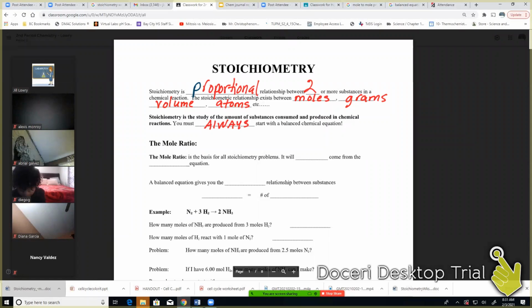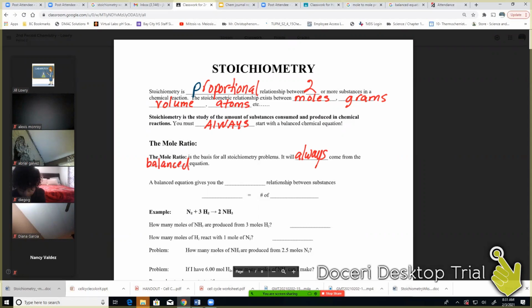So the mole ratio, which is what we use our coefficients for, is the basis for all stoichiometry problems. And it will always come from a balanced equation. Y'all think a balanced equation is important? It is. I've mentioned it a bunch of times.